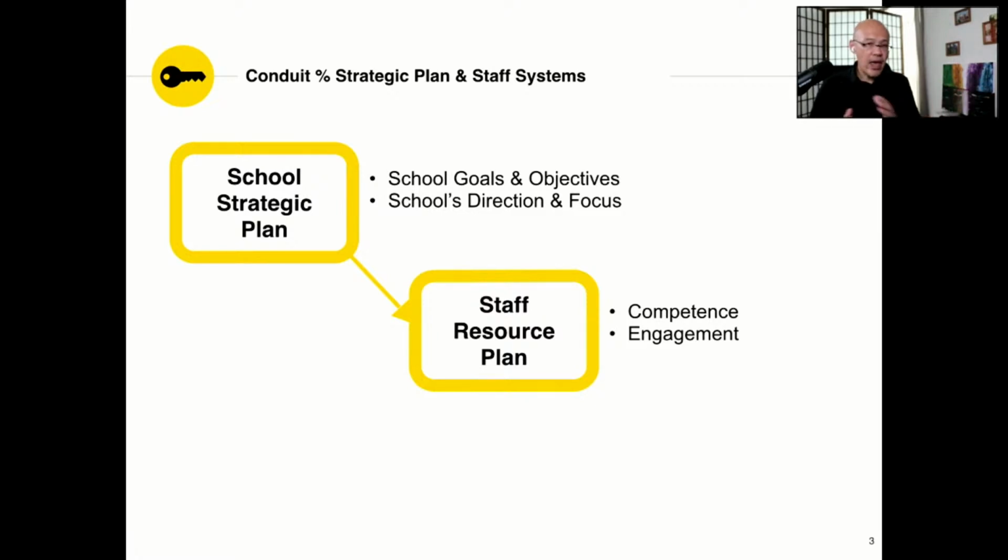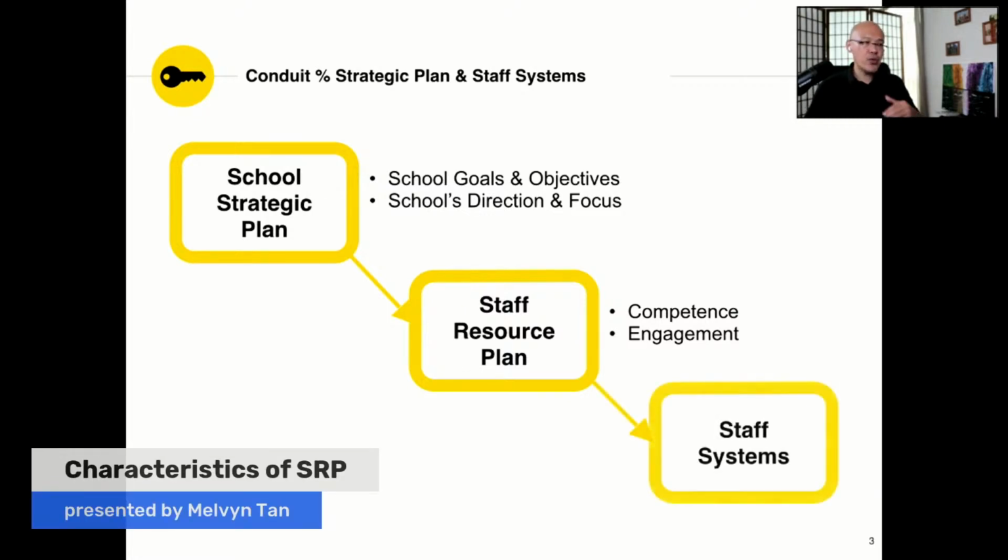On the other hand, you also want to make sure that staff are well taken care of, so they are highly engaged and they are not just showing up for work because they have to, but they are doing it because they want to and they are highly motivated. Once you have defined what kind of staff we must have, the next part is to look at the staff systems that you must have.